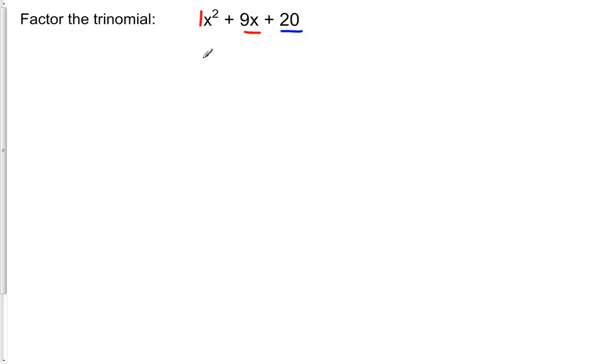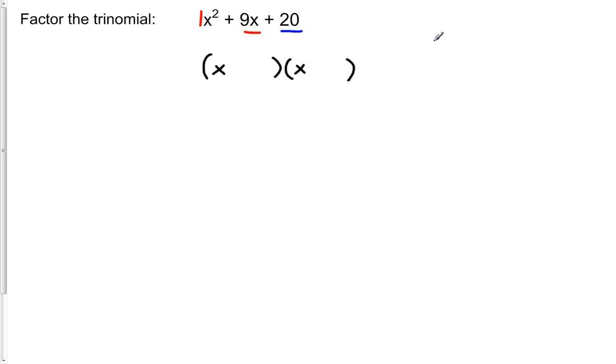So, since we have that 1 out front, that lets us make the assumption that we can do x plus or minus something times x plus or minus something in a second set of parentheses, such that we can unfoil this trinomial. We said we need two numbers that multiply together to get 20 and add together to get positive 9.